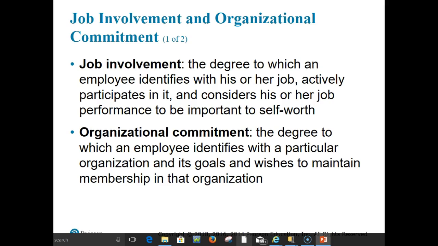Now, organizational commitment is the degree to which an employee identifies with a particular organization and its goals and wishes to maintain membership in that organization. Whereas job involvement is identifying with your job, organizational commitment is identifying with your employing organization.